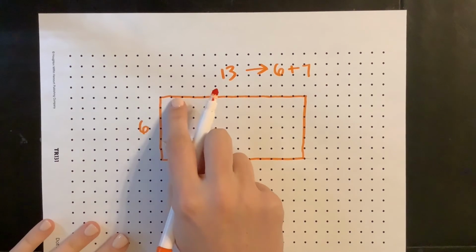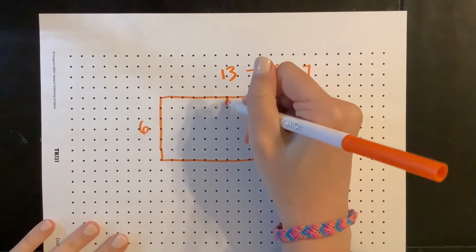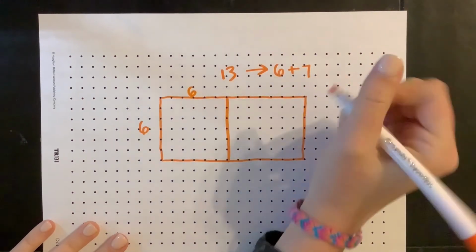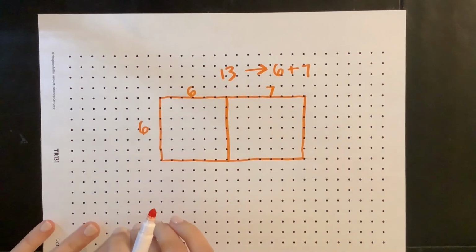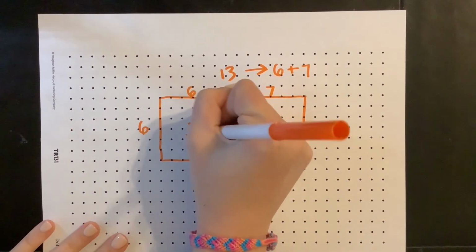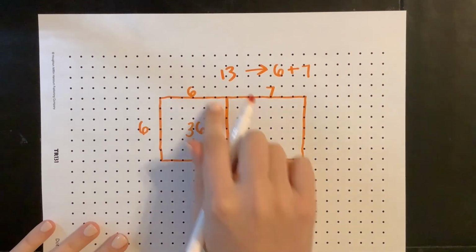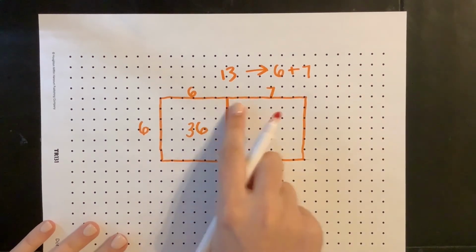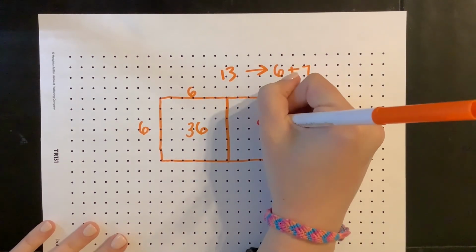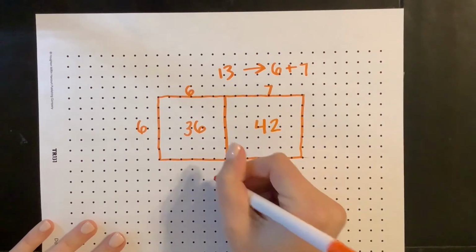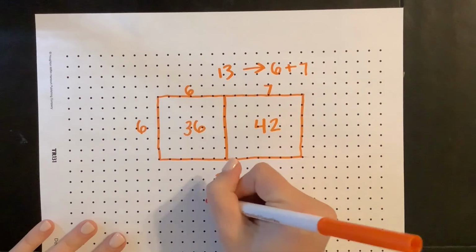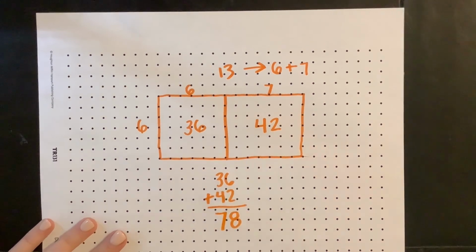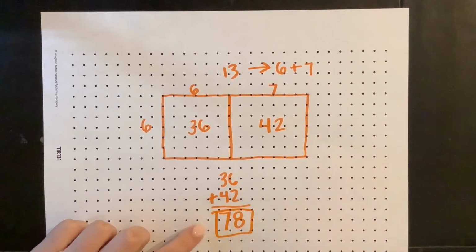So if I go over 1, 2, 3, 4, 5, 6, 1, 2, 3, 4, 5, 6, 7. So this is 6 and this is 7. What's 6 times 6? You got it, 36. So there are 36 squares inside of this big square. Now over here, what is 6 times 7? 6 times 7 is 42. So now if I add all the squares over here with all the squares over here, I would get, again, the same answer, 78.